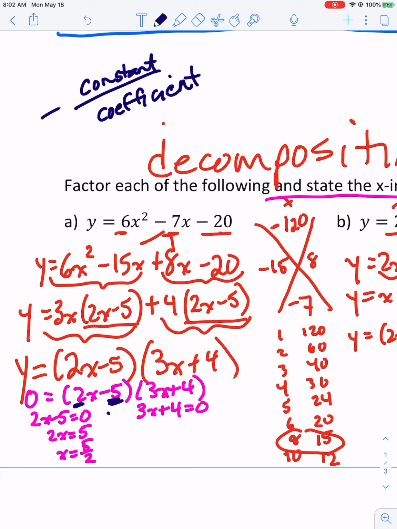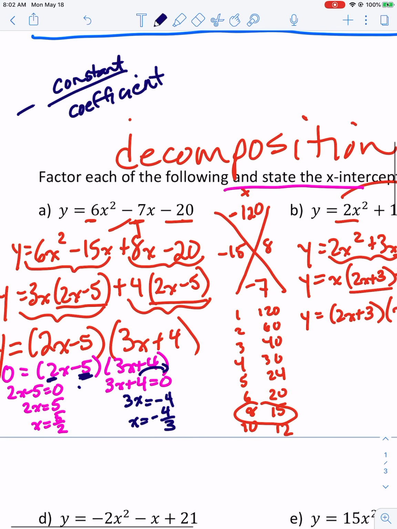So for the next one, if you imagine, the 4 would go over to the other side, so that would be the opposite sign of the 4. And then you're going to divide by 3, so x equals negative 4/3. So you should be able to just go right to the answer.